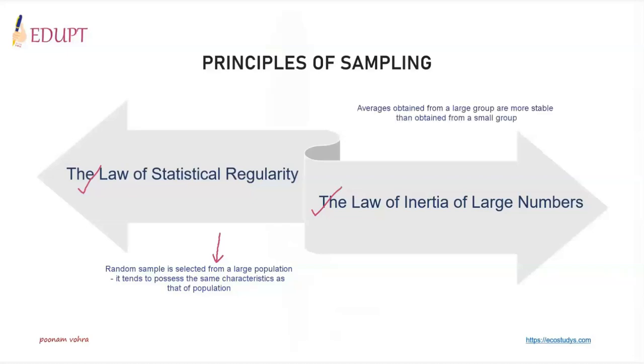According to the law of inertia of large numbers, the averages or the aggregates obtained from a large group are more stable than the aggregates or averages obtained from a small group. That is, the larger the size of the sample, the more accurate the results are likely to be.